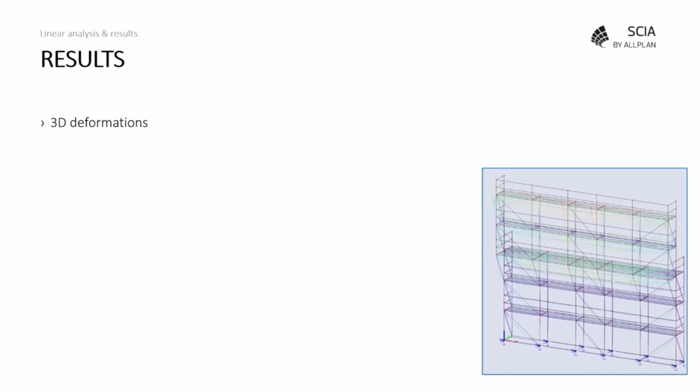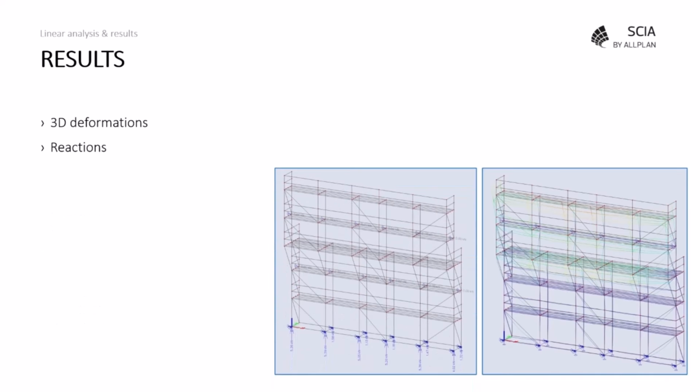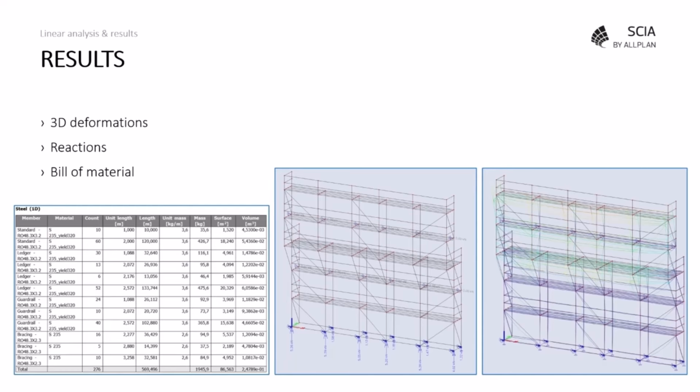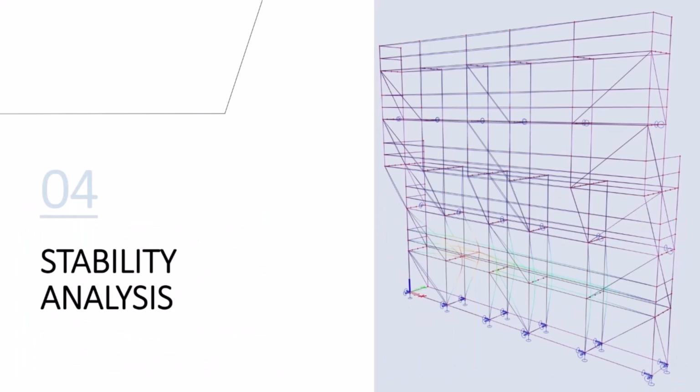What kind of results can we have a look at? 3D deformations, reactions, also internal forces, and bill of material. I will demonstrate it in the software as well, of course. And then you can run a stability analysis. The stability analysis will teach you something about how the structure behaves. For example, how it will buckle. Here on the right side, you can see a buckle mode at the bottom columns of the structure.